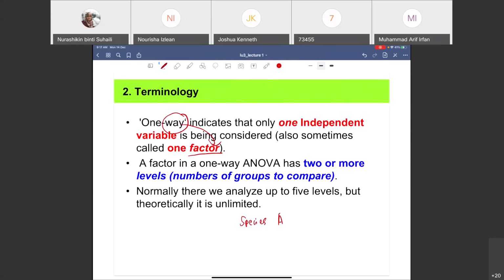Species A, B, and C. So there are three samples, right? Okay. Species A, or maybe a species sample. Okay. So sample A you got from maybe Cebu.